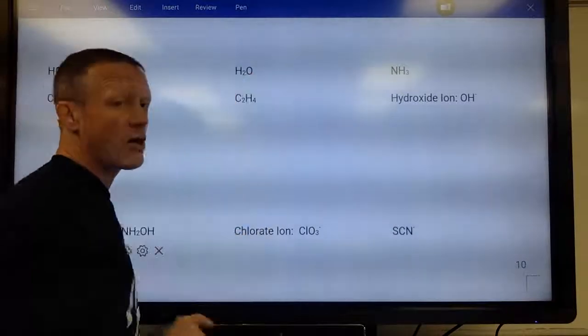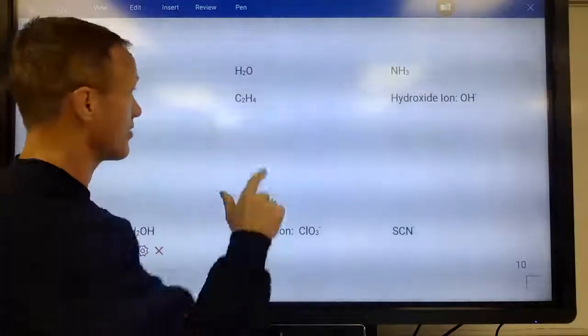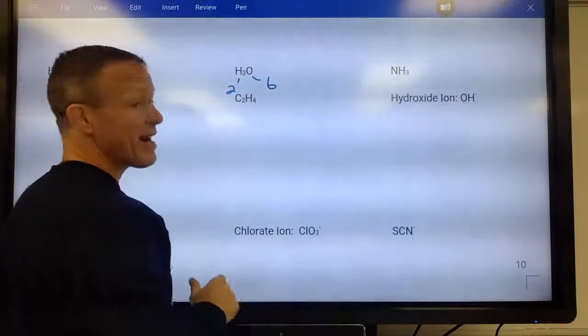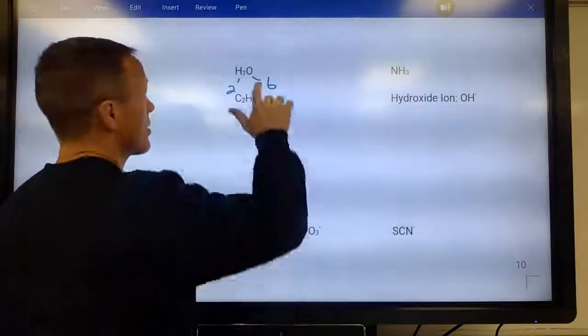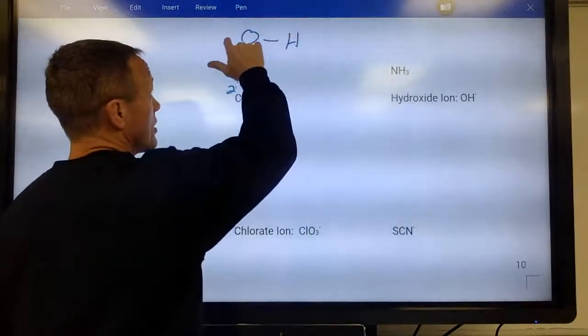So I always count up the valence electrons first. Make sure everything right of this stair step has 8 electrons around it. Oxygen's got 6 valence, 2 hydrogens would be 2, so we have 8 electrons to use, 8 total. Central element, oxygen, hydrogen.